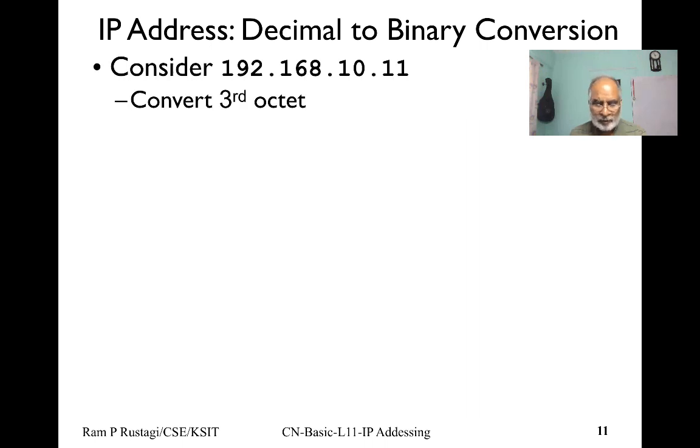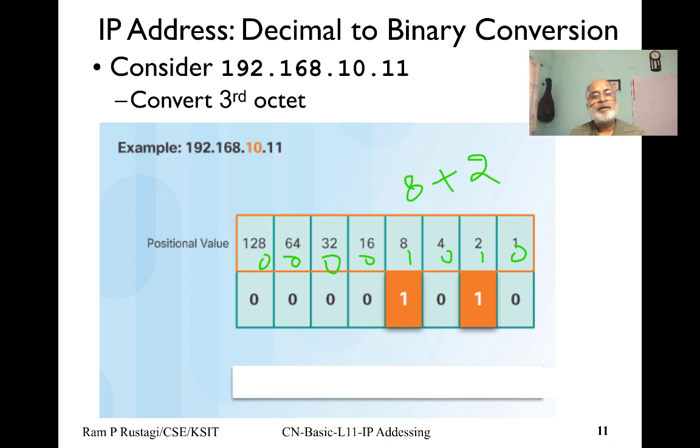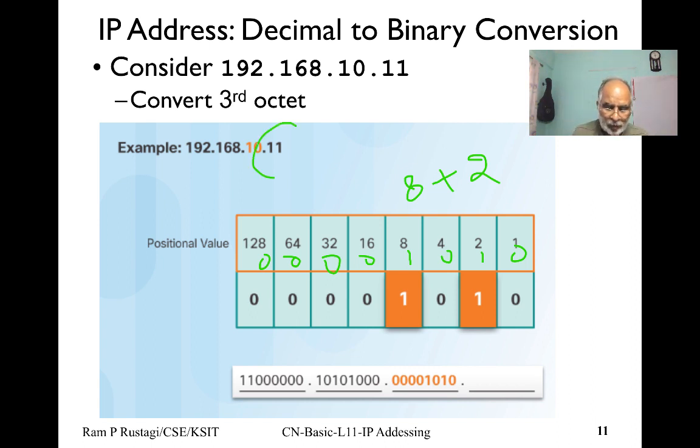Please take the third octet, and can you convert the 10 into binary format? Pause the video. Once you are done, you can resume. Assuming you are done, 10 corresponds to 8 plus 2. That means these bits would be set and the rest would be all 0. So until the third octet, our binary representation would be this. Please pause the video and convert the binary of 11.